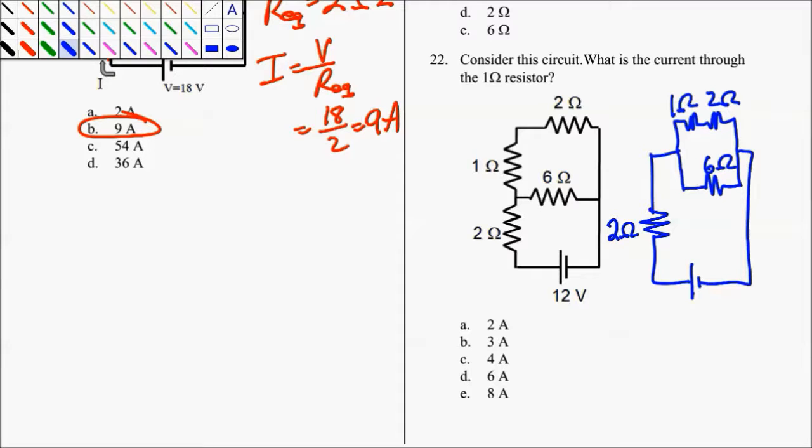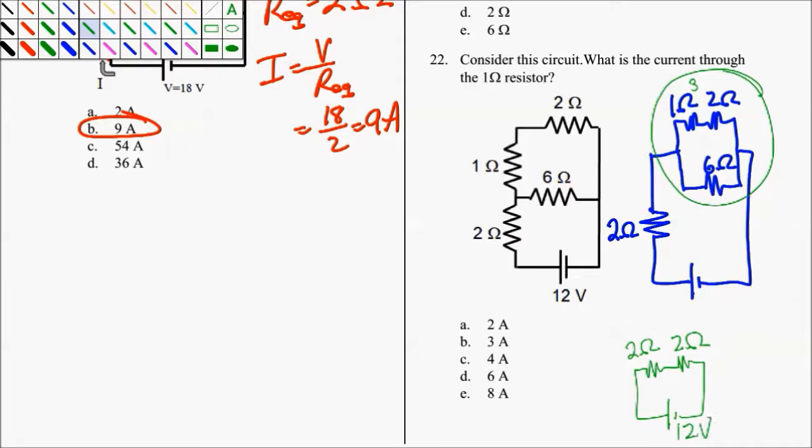Let's go ahead and find the equivalent. If I find the equivalent of this whole thing, that's a 3 here in parallel with a 6, which is a 2. So I get a circuit that looks like this. I get 2 ohms and 2 ohms in series with 12 volts. That means that I'm going to have 6 volts here and 6 volts here, because they're identical resistors.